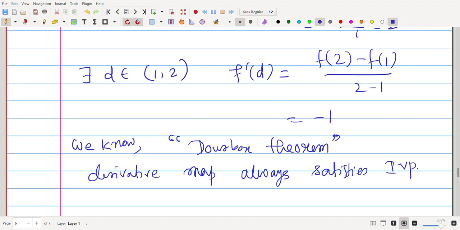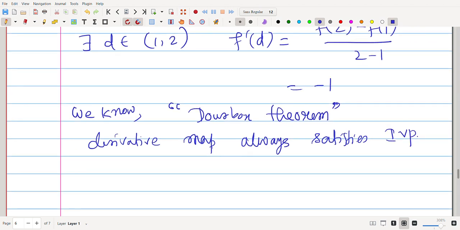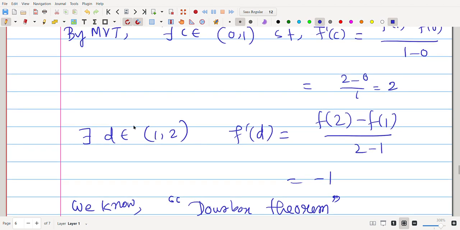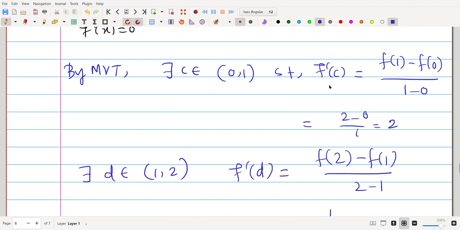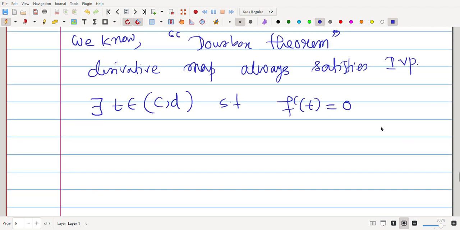Right? That means there exists some t belonging to (c, d) such that f prime of t is 0, because f prime of d is minus 1 and f prime of c is 2. That means there is some t such that f prime is 0.